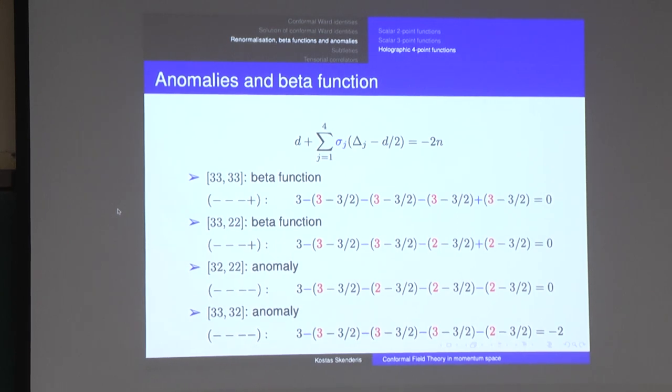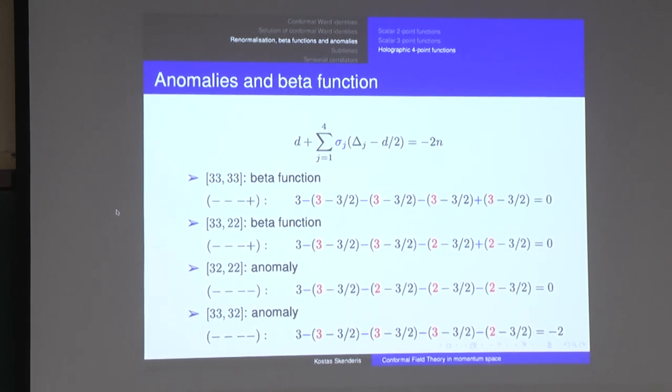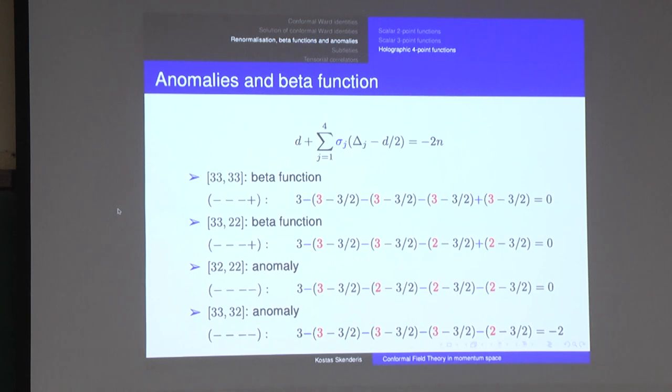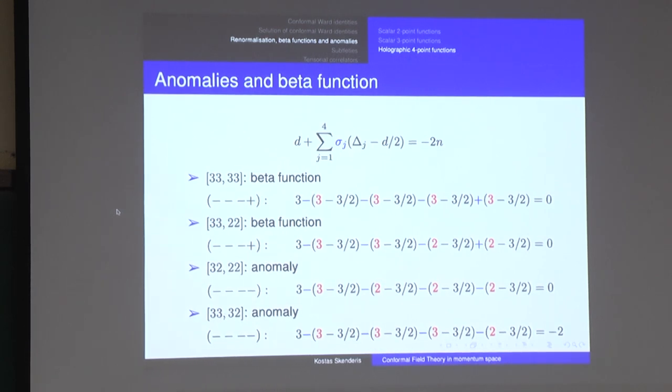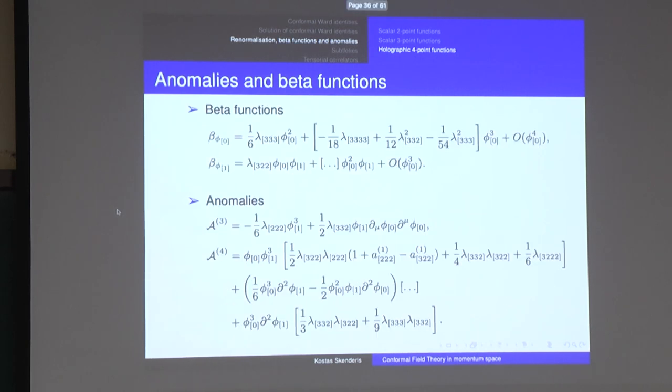And in all of these cases, there are anomalies and beta functions. Again, this is the analog of the relation I gave you earlier. And here I just give some examples where anomalies appear. So if you have a contact diagram of dimension 3, dimension 3, going to dimension 3, dimension 3, that gives rise to a beta function and so on. And you can explicitly compute those. These are the beta functions. These are the anomalies.